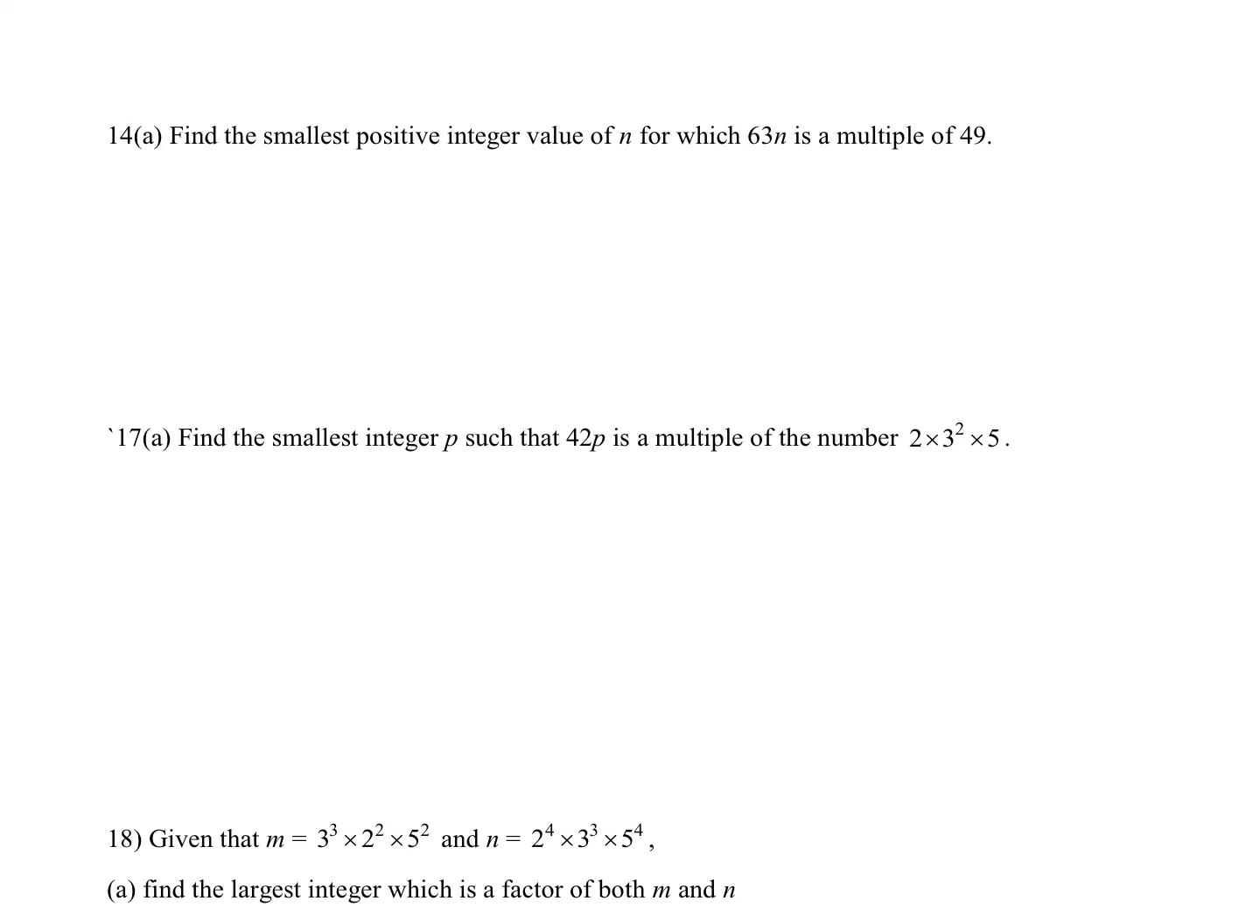All right, so the smallest positive integer, meaning a whole number, n. What is so special about this n? It is the one for which 63 multiplied by n is a multiple of 49. The keyword here is multiple of 49.